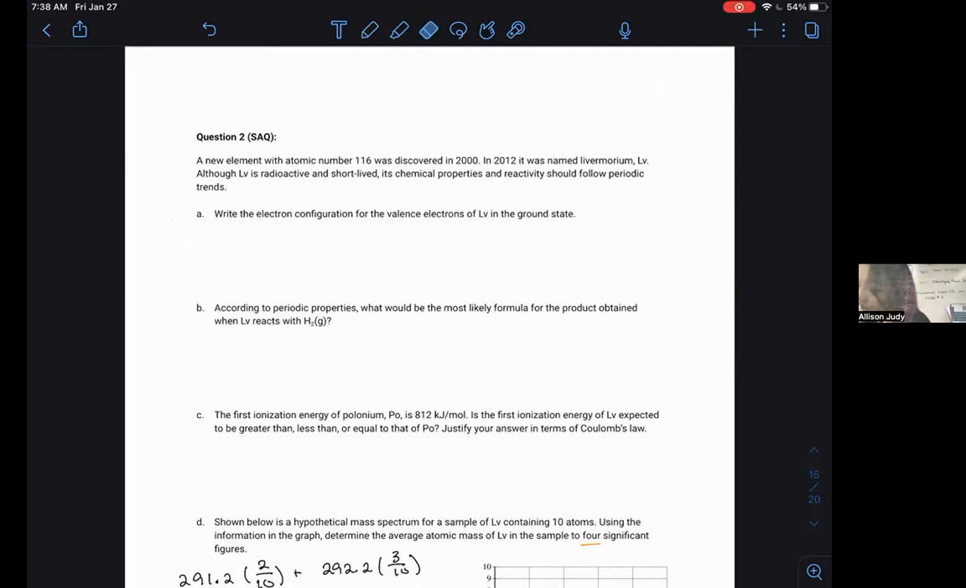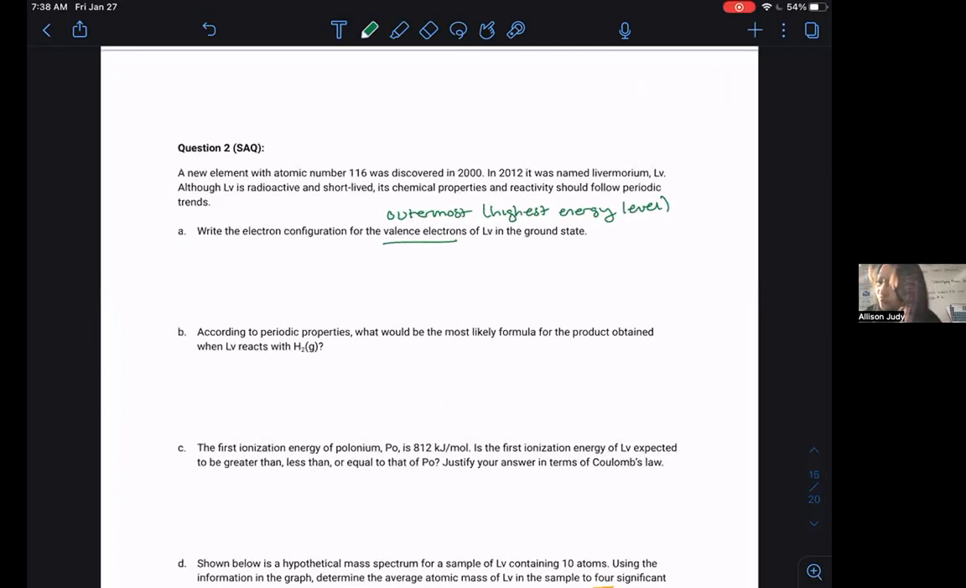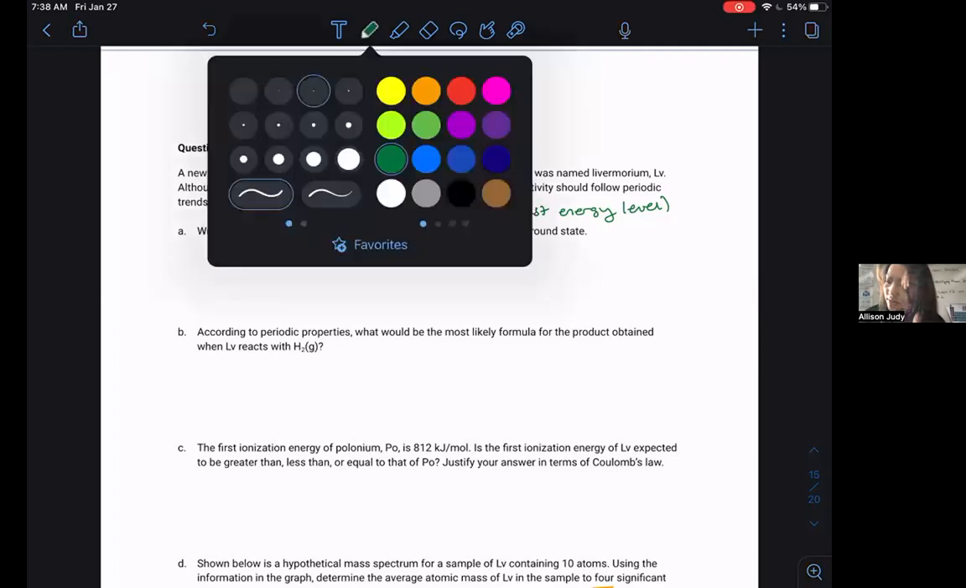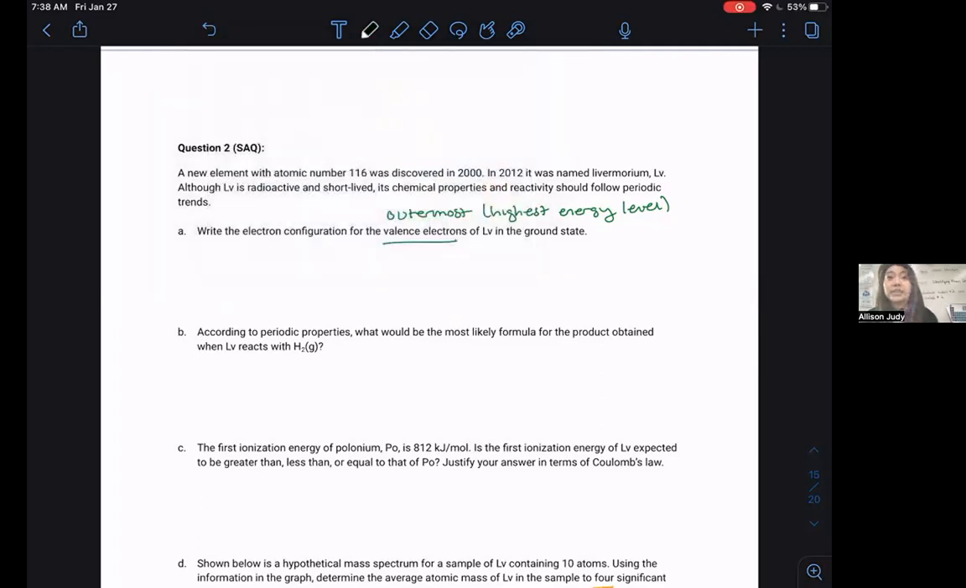So write the electron configuration for the valence electrons. Your valence electrons at the ground state are your outermost electrons, or another way to think about it is the electrons in the highest energy level or the highest principal quantum number, right? So what we see here is livermorium. The entire electron configuration would take you a while to write because livermorium is in row 7. So we're just going to focus on writing the part of the electron configuration that focuses on row 7 electron location.